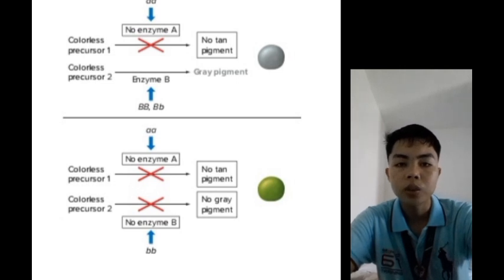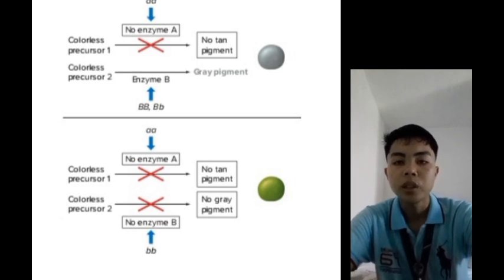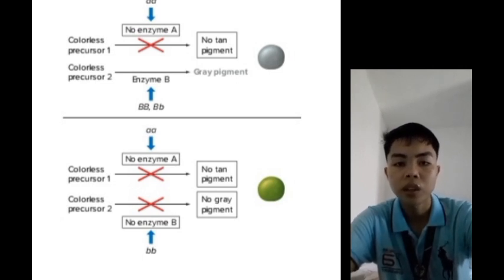Allele A encodes enzyme A and contributes to the formation of tan pigment. The allele B encodes enzyme B, responsible for gray pigment. The presence or absence of these enzymes, along with the interaction between the genes, determines the seed's color.